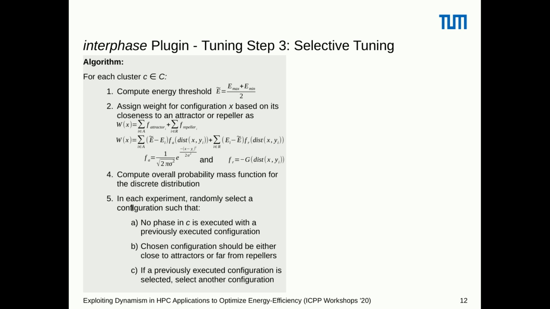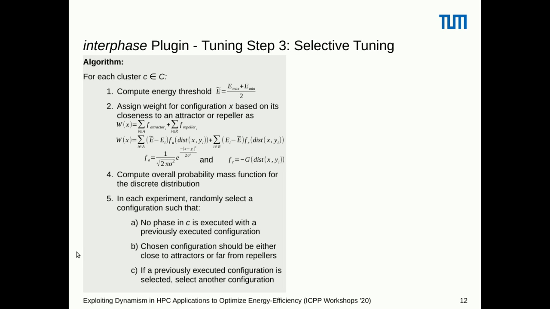The functions for the attractor and repeller represent the Gaussians for the attractors and repellers, and smaller values for sigma result in sharper or taller peaks, while larger values result in smoother and wider curves. We first compute the overall probability mass function for every possible configuration in the search space. Finally, for each phase in the cluster, the plugin uses the computed probability mass function to randomly select a configuration and evaluate it in an experiment under the following conditions.